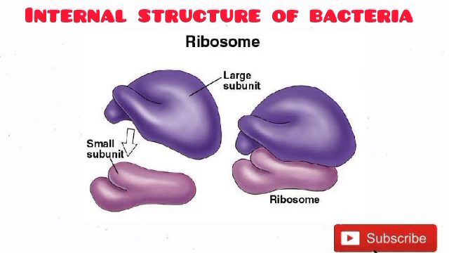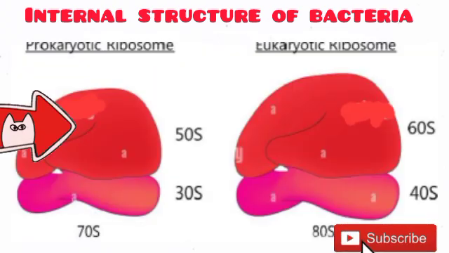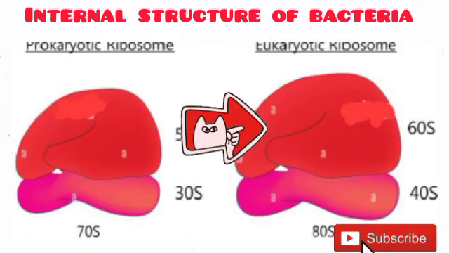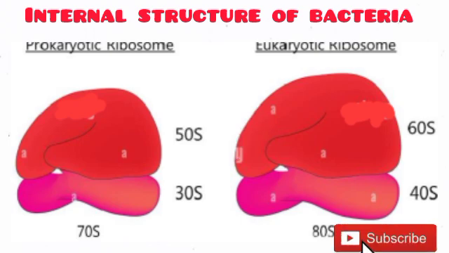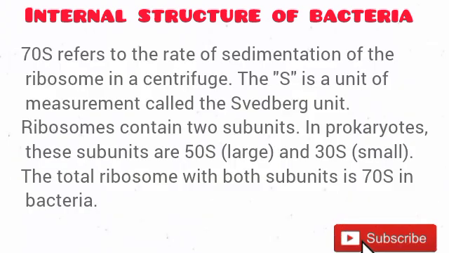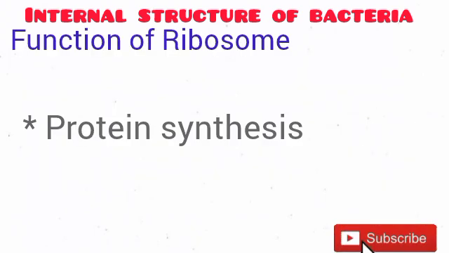As you can see from the diagram, the ribosome comprises the large subunit and the small subunit. Bacteria, a prokaryotic cell, possess 70S ribosome, while eukaryotic cell possess 80S ribosome. Note that 70S refers to the rate of sedimentation of the ribosome in a centrifuge, and S is termed Svedberg unit. The function of the bacterial ribosome includes mRNA translation and protein synthesis.